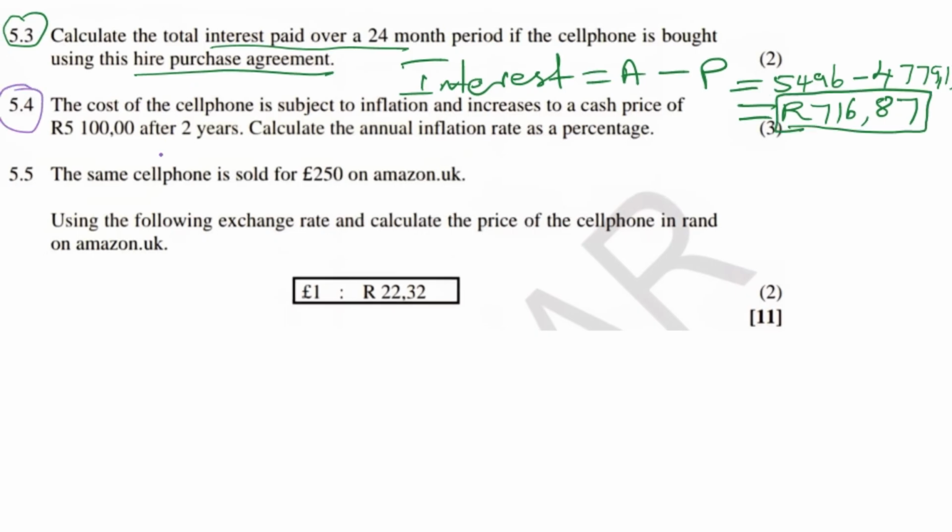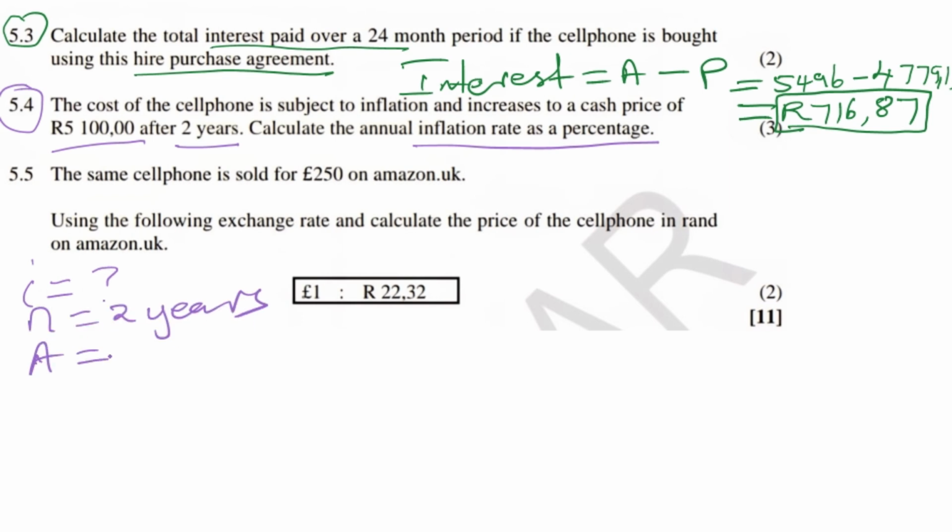5.4. The cost of the cell phone is subject to inflation and increases to a cash price of 5,100 after 2 years. Calculate the annual inflation rate as a percentage. So let us write a shopping list. Through reading that question, I can tell that I am looking for I. Time period is 2 years. A, which is the future amount, we are given here as 5,100. P, which is known as the present value, we have as 4,779.13 cents.